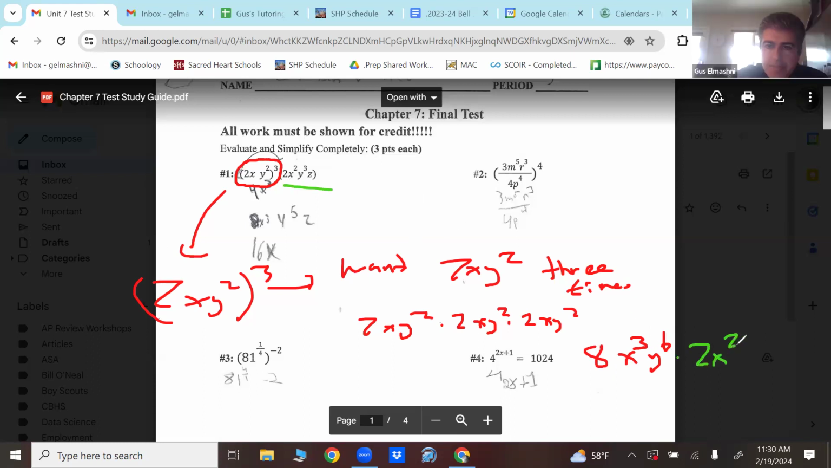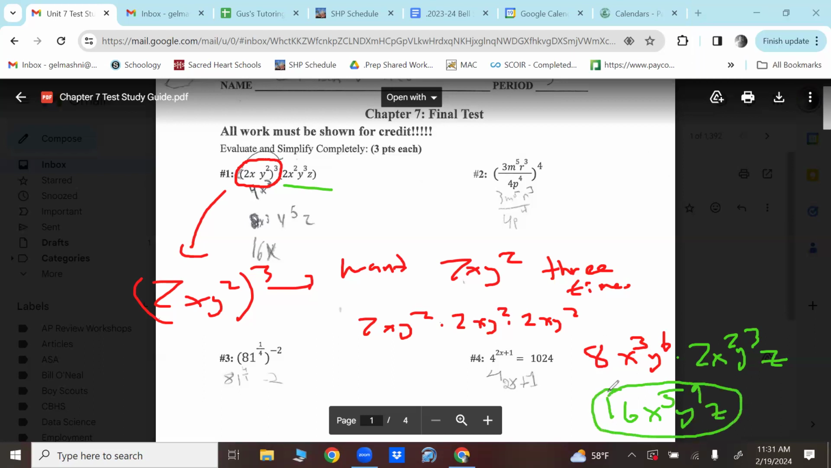And then you bring on the other piece into the mix. So now you make it a little more streamlined, right? 8 times 2 is 16, x3 times x2 is x5, y6 times y3 is y9, and z. And that would be your final answer for that one. So that's what you have to show.